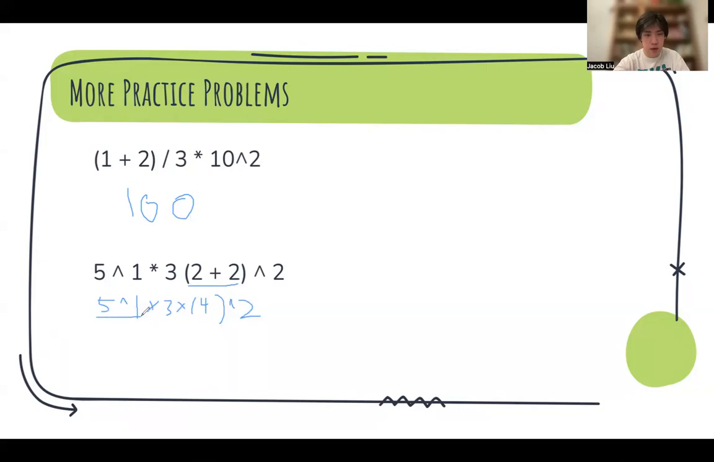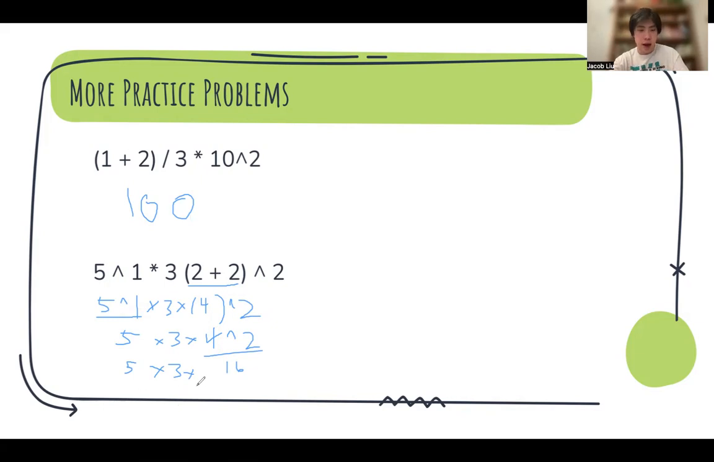Next step is 5 to the power of 1. 5 times 3 times 4 to the power of 2. What's the next step? Exponents still, right? 16, 5 times 3 times 16. Oh, sorry, I already have 16 here.